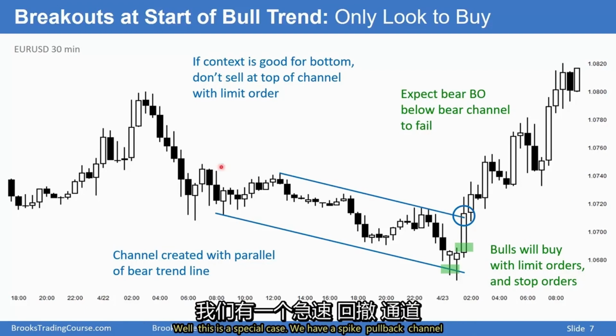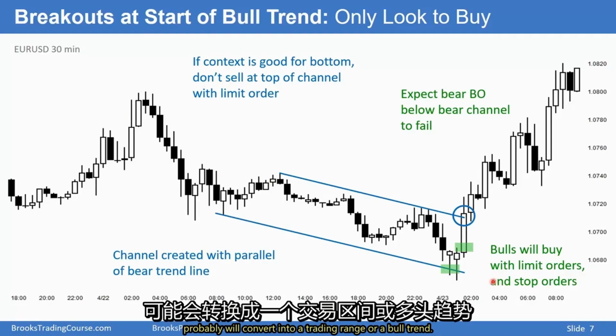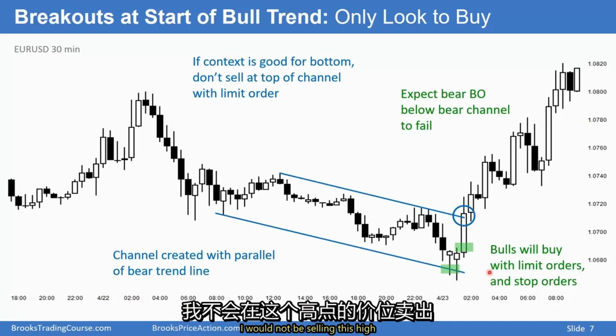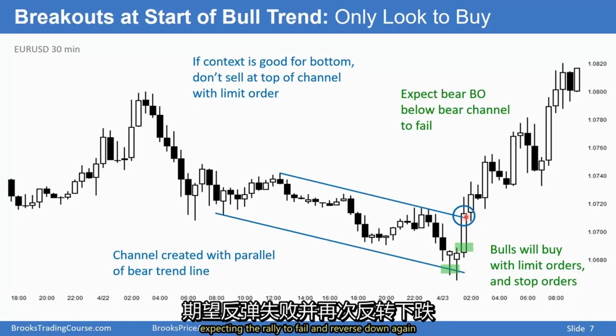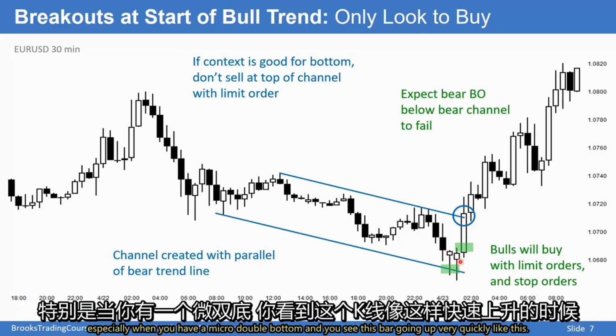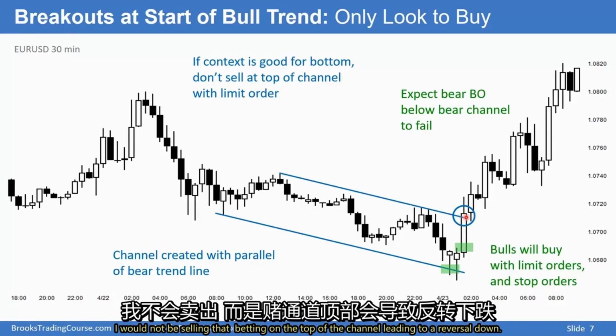Well, this is a special case. We have a spike, pullback, channel, probably will convert into a trading range or a bull trend. I would not be selling this high, expecting the rally to fail and reverse down again, especially when you have a micro double bottom and you see this bar going up very quickly like this. I would not be selling that, betting on the top of the channel, leading to a reversal down.